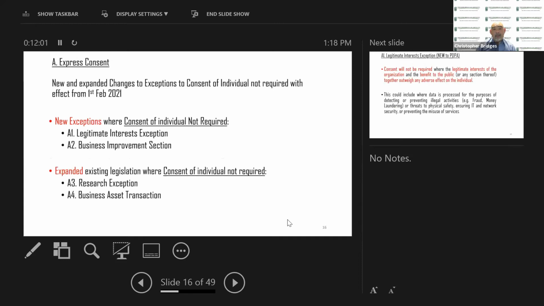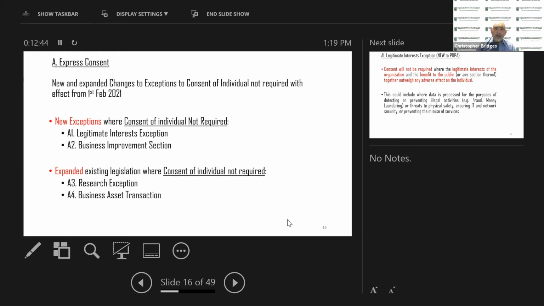All right, so the new exceptions to express consent after February 2021, where the consent of the individual is no longer required. This is in addition to the existing exceptions. There are two new exceptions: the legitimate interest exception and the business improvement exception. The business improvement exception is the most progressive one now, which gives a very general discretion. Essentially, for the improvement of business purposes, you no longer need to have the consent of the individual. But you have to remember, it has to be legitimately linked to a particular business purpose.